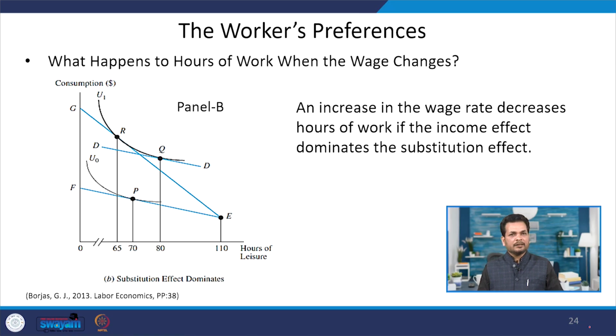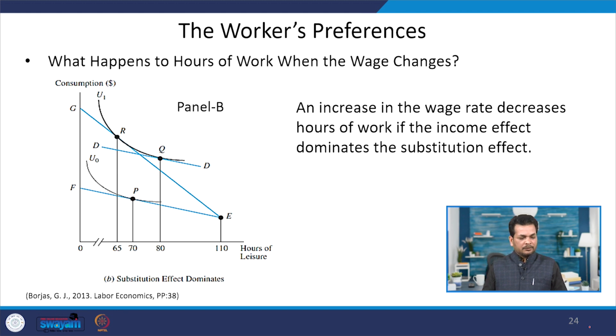So the substitution effect implies that an increase in the wage rate, holding the real income constant, increases the hours of work. As you can see in the figure in panel A, the decrease in the hours of work generated by the income effect, which is 10 hours, exceeds the increase in the hours of work associated with the substitution effect of 10 hours. So in panel A, the stronger income effect leads to a negative relationship between hours of work and the wage rate. What will happen if these two effects work in the opposite direction? That is the situation in panel B.